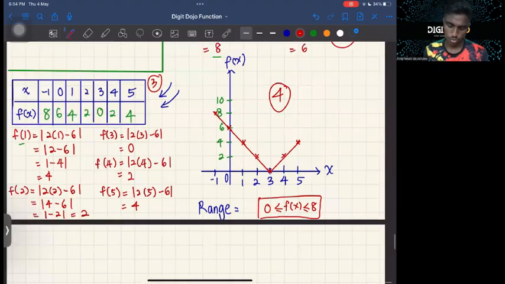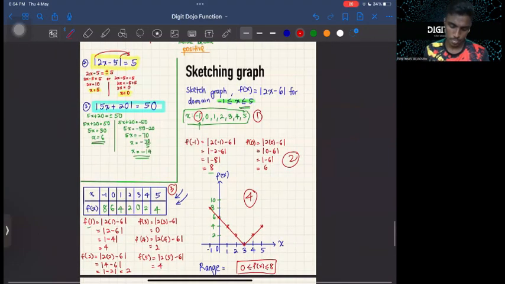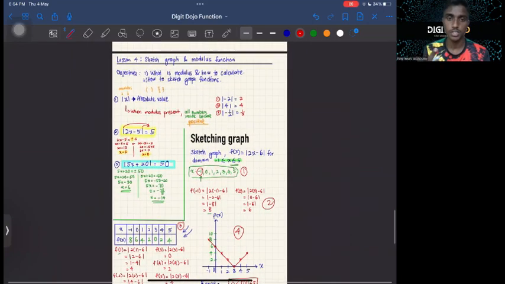So that's all for today's lesson. Sketching graph and modulus function. We have learned these 2 things in this question.